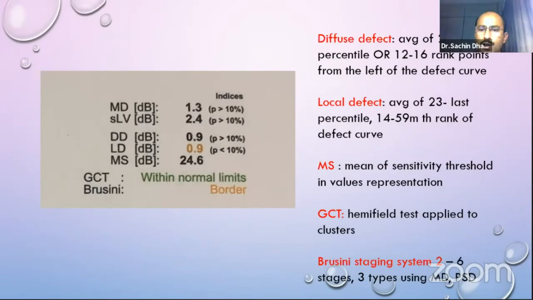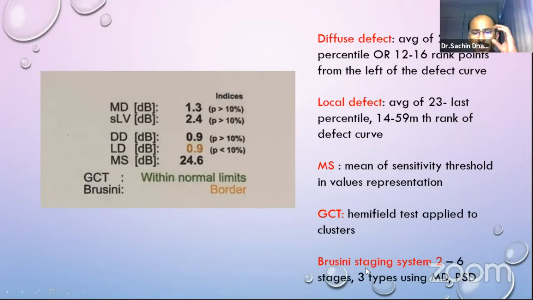And the glaucoma cluster test is basically the hemifield test principle applied to the glaucoma cluster data. As you know, in hemifield, the nasal data, the temporal data, temporal to the optic disc is not being used. Here we use the entire data across the spectrum and then compare. The results are similar to that given on the glaucoma hemifield test.